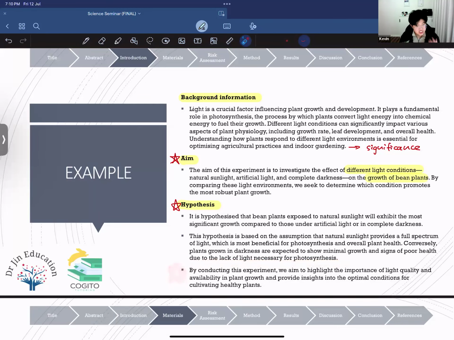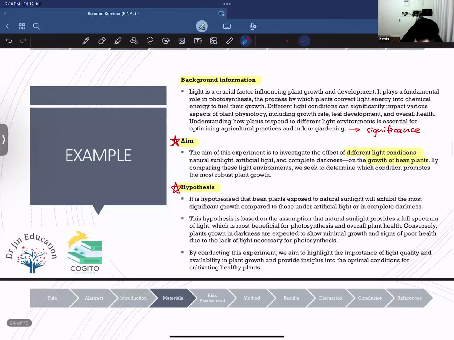Okay, and once again, we're finishing with what you're trying to do here, the purpose, right? By conducting this experiment, we aim to highlight the importance of light quality and availability in plant growth and provide insights into the optimal conditions for cultivating healthy plants. So it's much better, okay? It first of all sounds more formal, okay? It sounds more academic because we're not using we, and I did this, I did that, right? You're using a passive voice, okay? So this is a good introduction, right? And it's good because it does everything well. It talks about significance, aim, hypothesis, and stuff like that, okay?